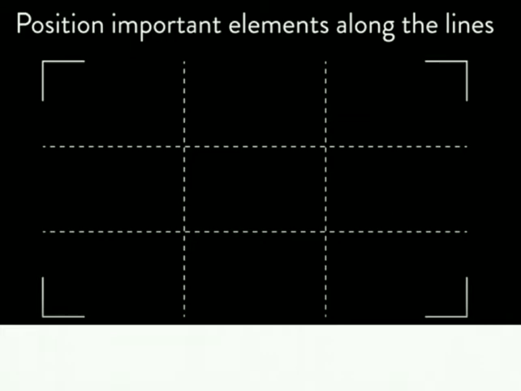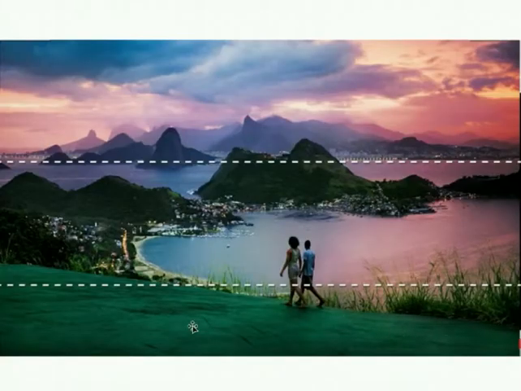You can also place important elements along these dividing thirds. And this is particularly relevant to landscape. So notice in this photograph how the land here in the foreground pretty much matches up with this bottom third line. And notice how the bottom part of this mountainous region matches up with the top third line. And again, this creates a sense of balance within the frame.